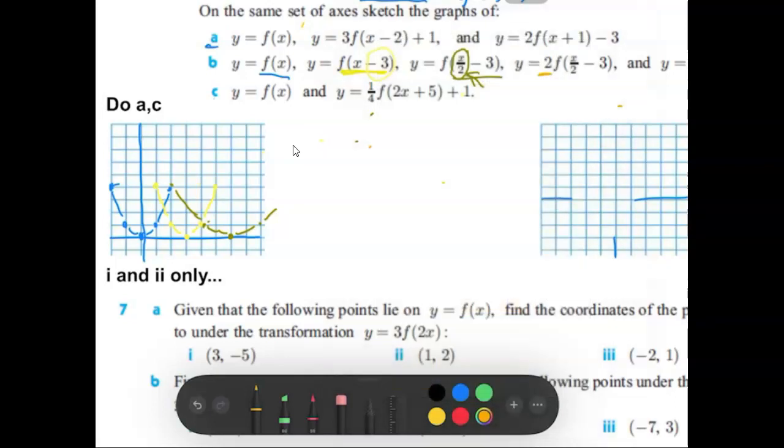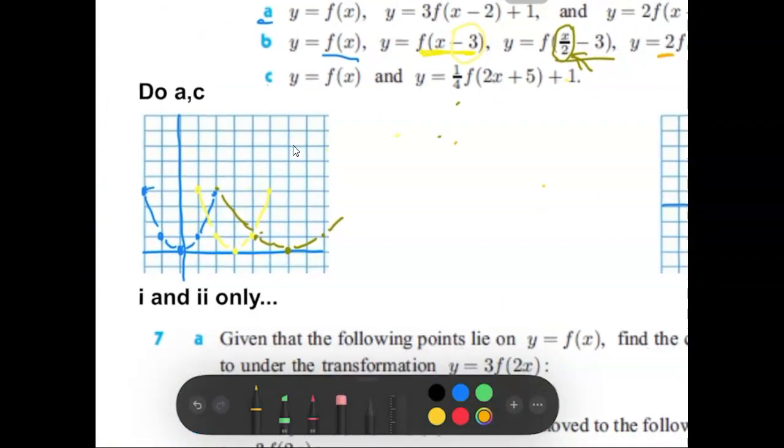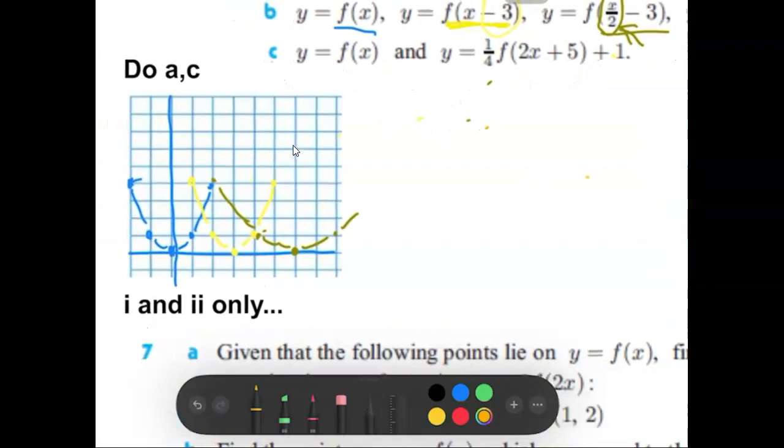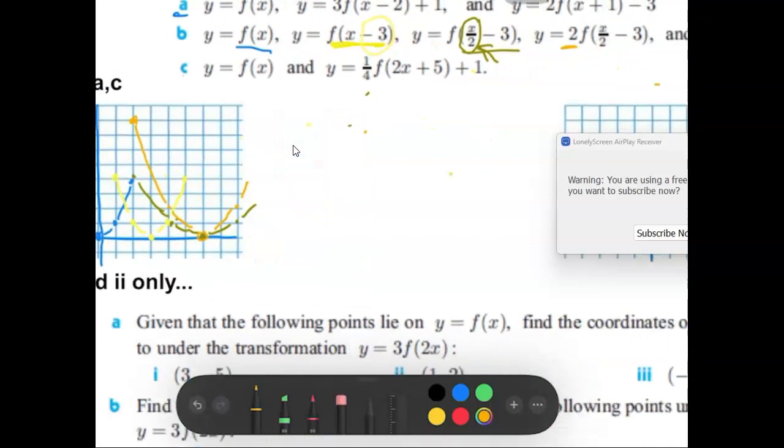And the orange is going to be vertical stretch by 2. Vertical stretch by 2. So the vertex stays where it is. The dirty yellow goes up from 1 to 2. It's going to be twice as far. This one is 4, so it's going to go up to 8. Okay, so that is the orange step.